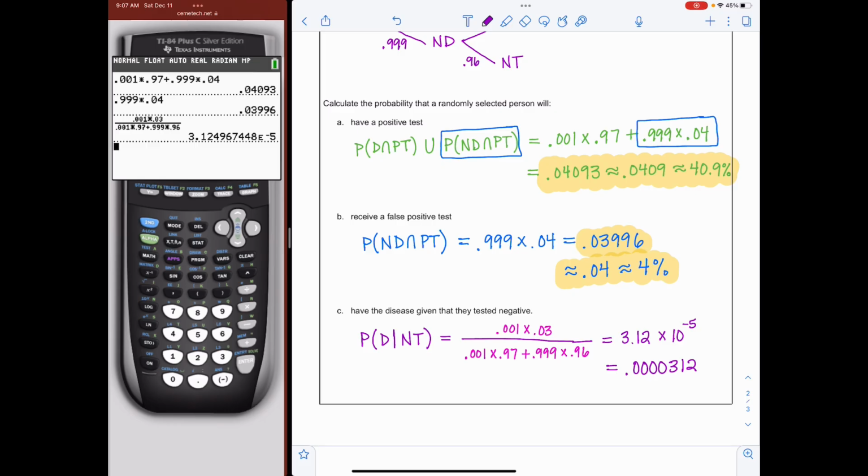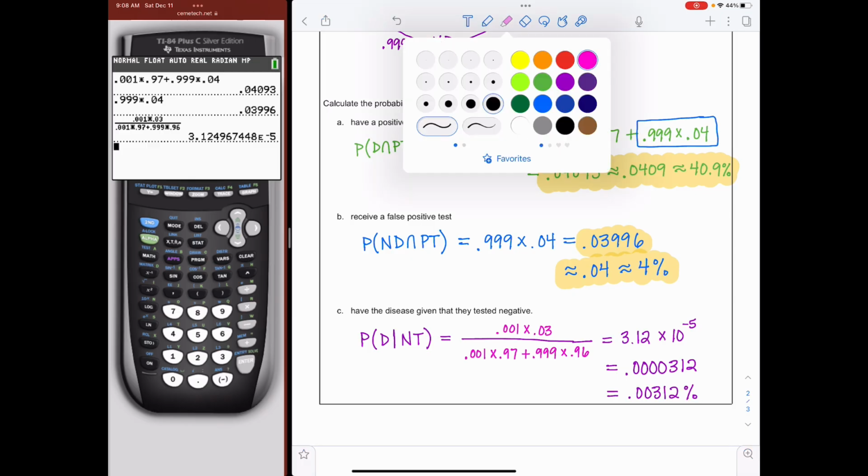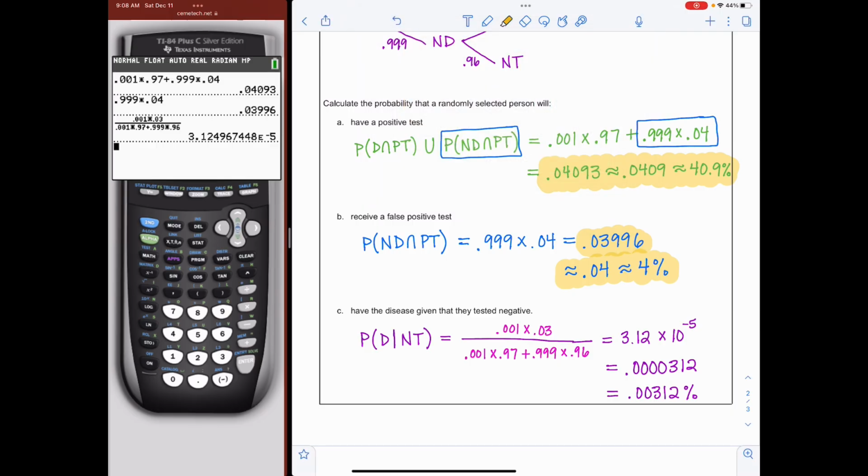So that is the probability here. So we know that that probability is slim to none. And if we wrote this as a percent in 3 sig fig, it will be 0.00312%, which means that there is a very, very slim possibility that you are going to have the disease given that you have already tested negative.